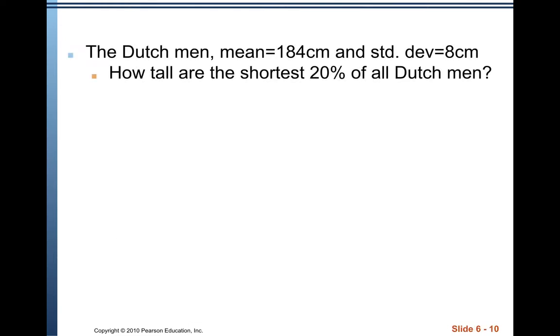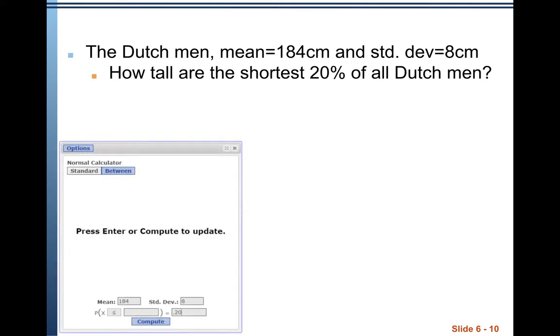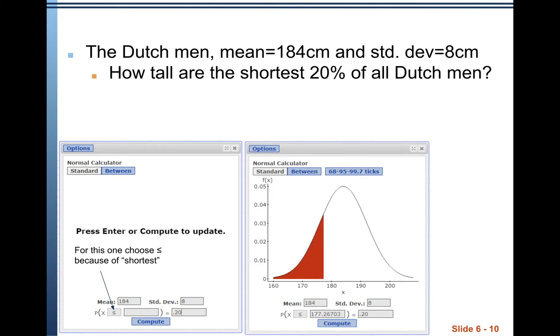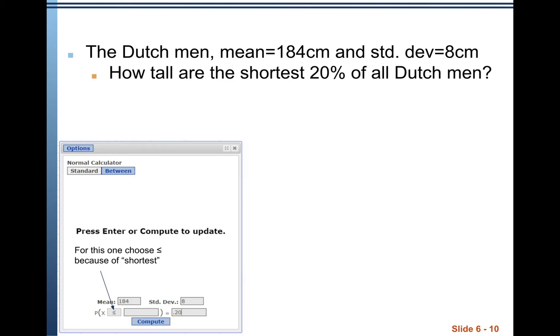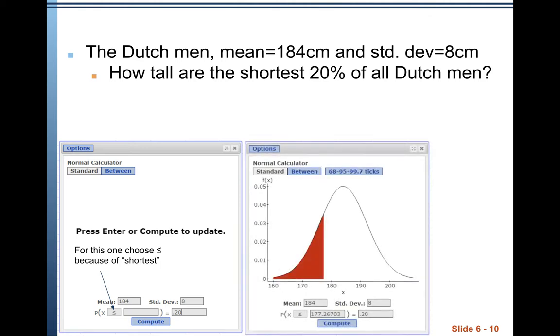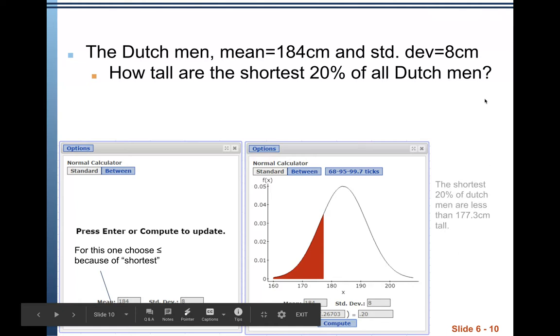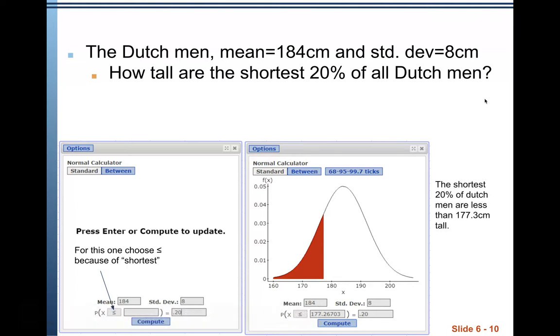Same kind of concept here. How tall are the shortest 20% of all Dutch men? Notice this time I chose less than or equal to because the word shortest implies less than. And notice after the equal sign, I put 0.20, 20%. When I hit compute, it gives me an answer of about 177, it looks like. So the shortest 20% of Dutchmen are less than 177.3 centimeters tall.